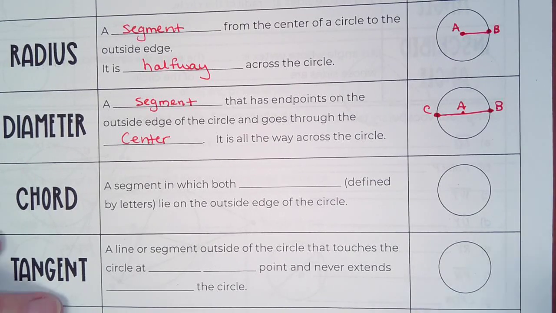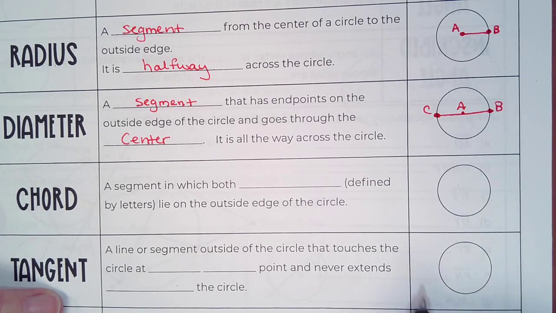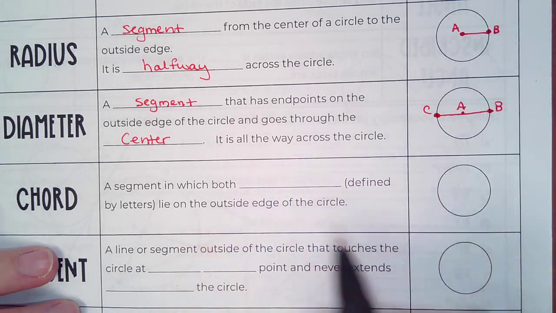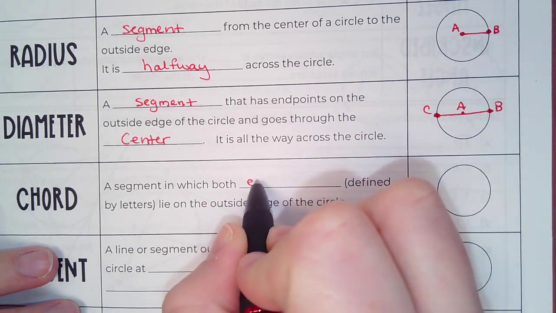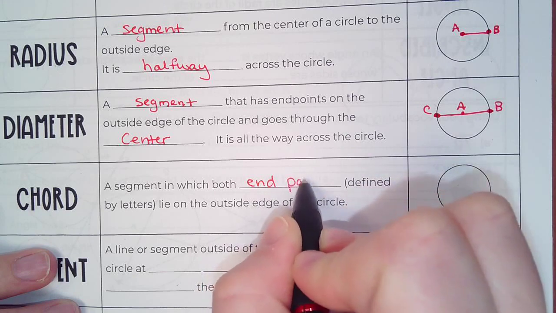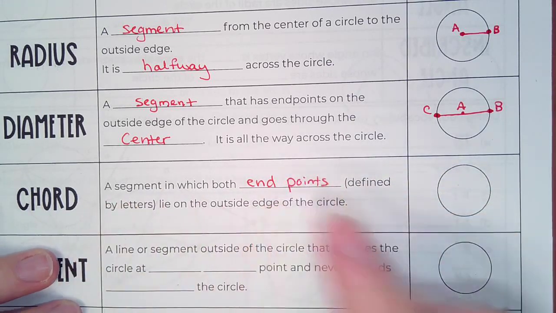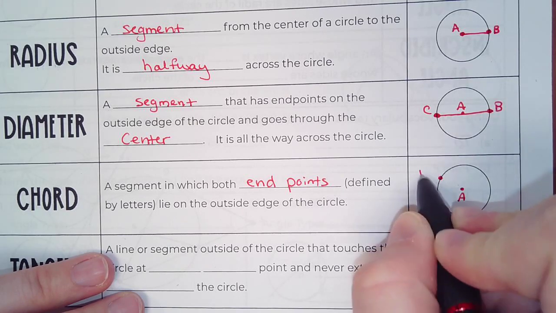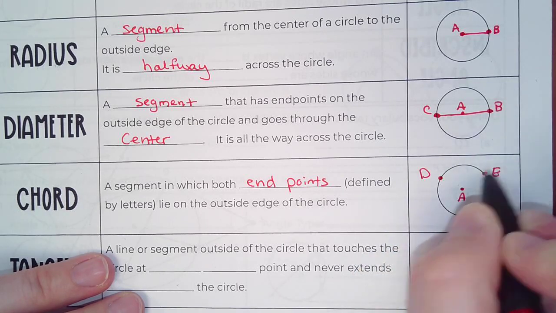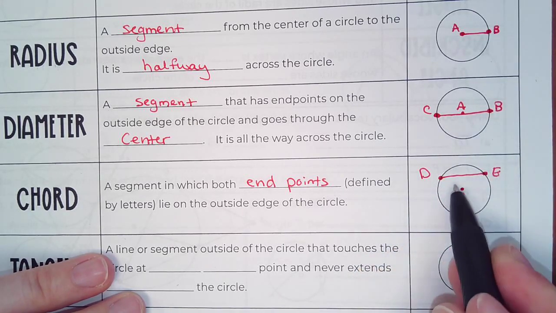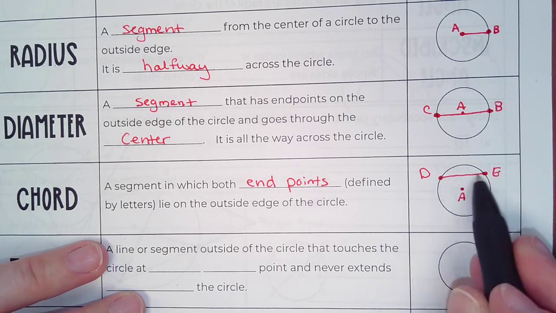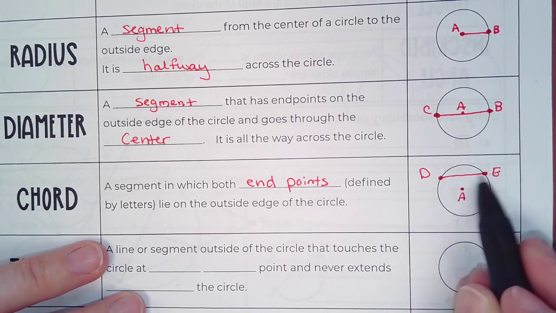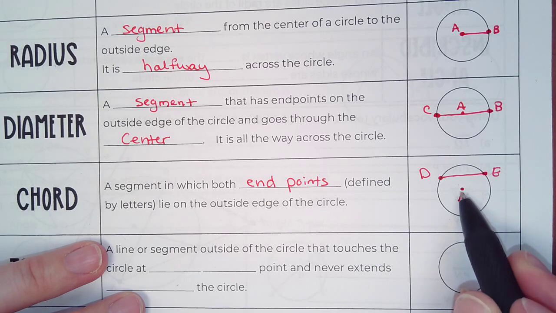A chord is a segment in which both endpoints lie on the outside edge of the circle, but it doesn't go through the center. So if A is here, then this chord would be touching the outside of the circle in both spots, so the endpoints are on the circle, but it does not go through the center.